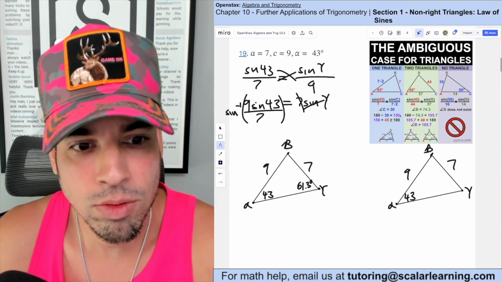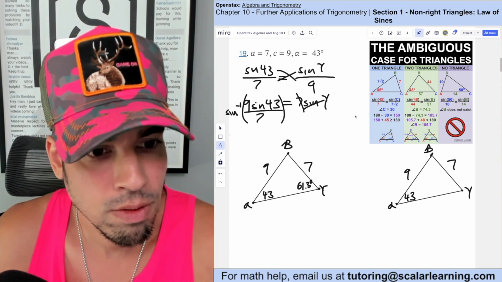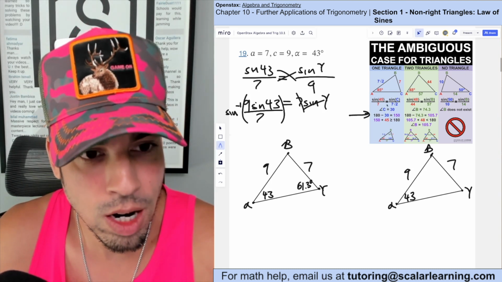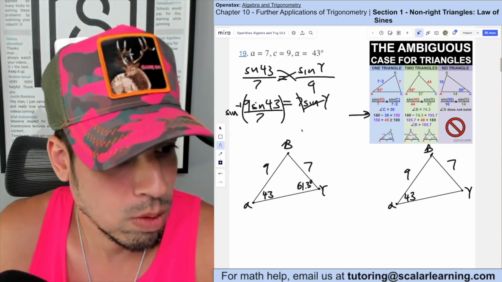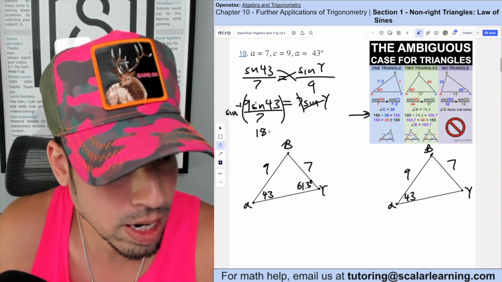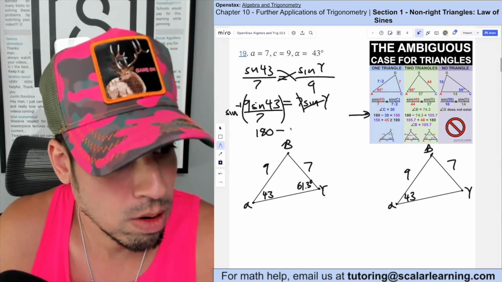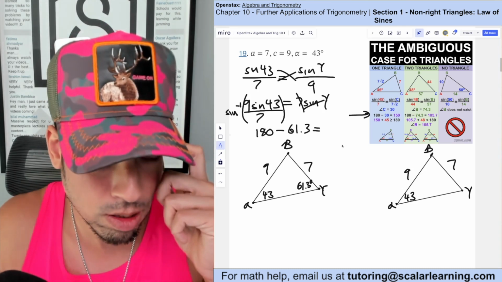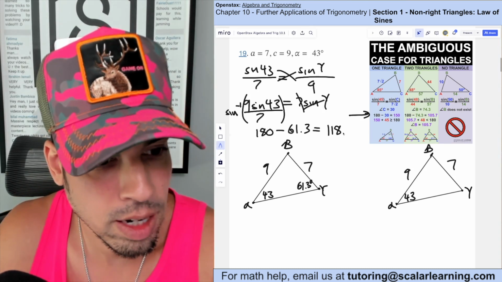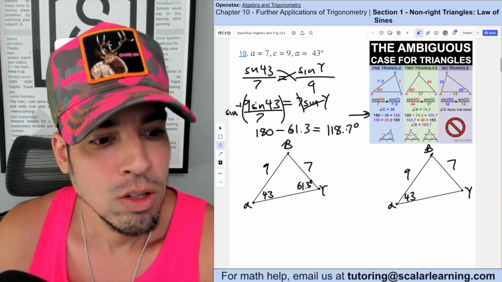61.3 degrees. All right, now we have to run the test, right? So what we do following this step is we've just found our C, right? A, B, C, it doesn't matter, but we found an angle. So now we're going to find the supplement, aka subtract it from 180. So 180 minus 61.3, that happens to be 118.7.